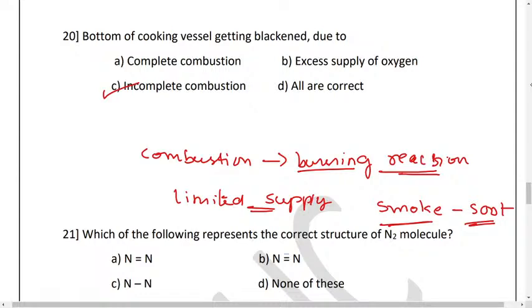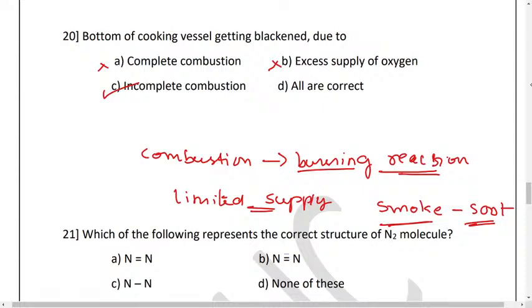Answer is, it is not due to the complete combustion. Complete combustion means it always produces a clear flame without any smoke or soot. Hence option A is not the correct option. Excess supply of oxygen means always which type of combustion takes place? In the presence of excess supply of oxygen, always complete combustion takes place.